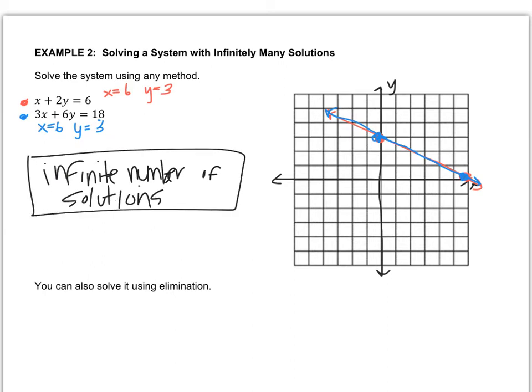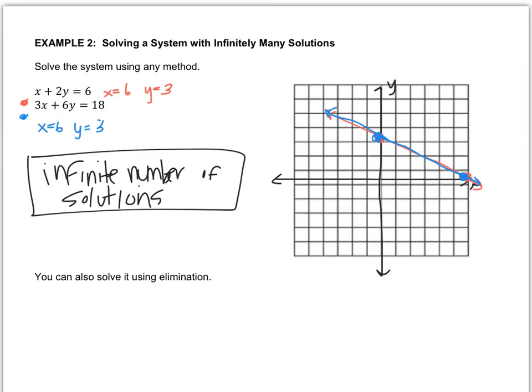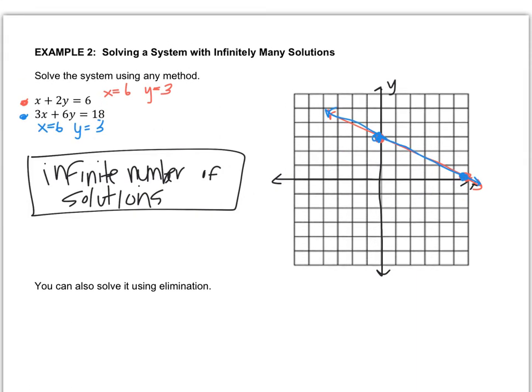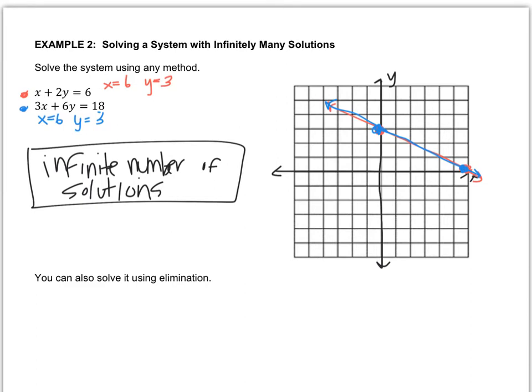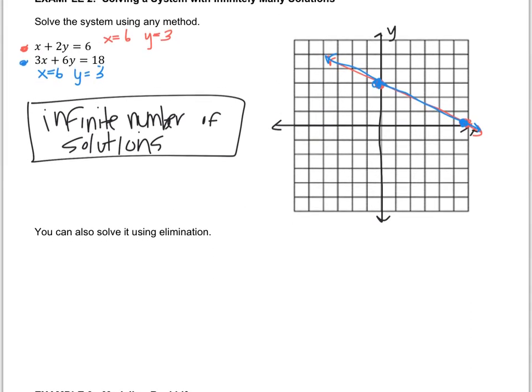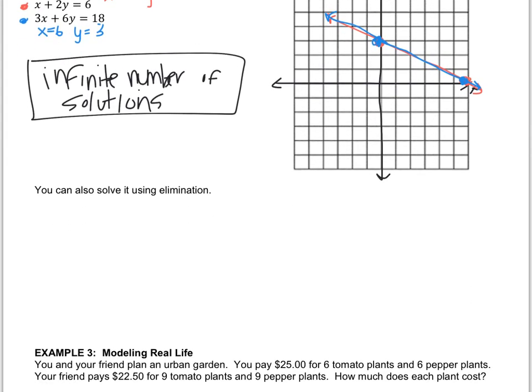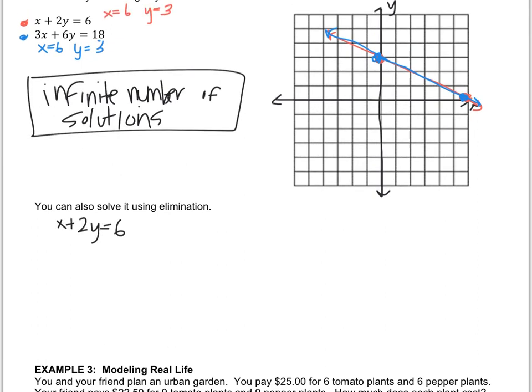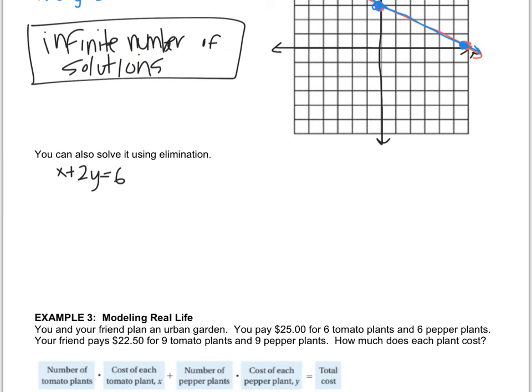You can also solve it using elimination, because if you look up above, you can see that they are in standard form, which was helpful when we graphed. So let's line them up. So I have x plus 2y equals 6. And then the other equation is 3x plus 6y equals 18.